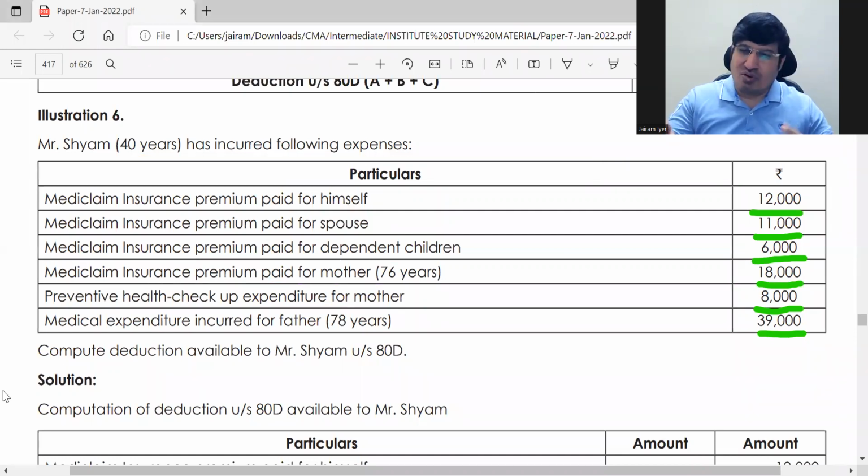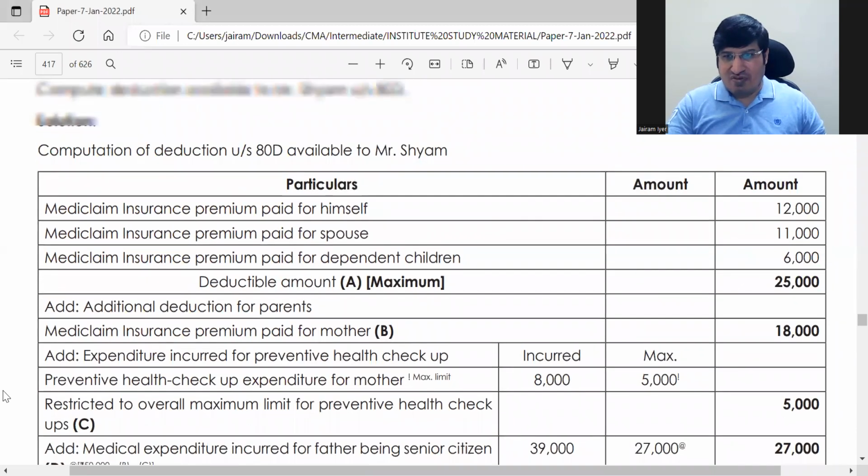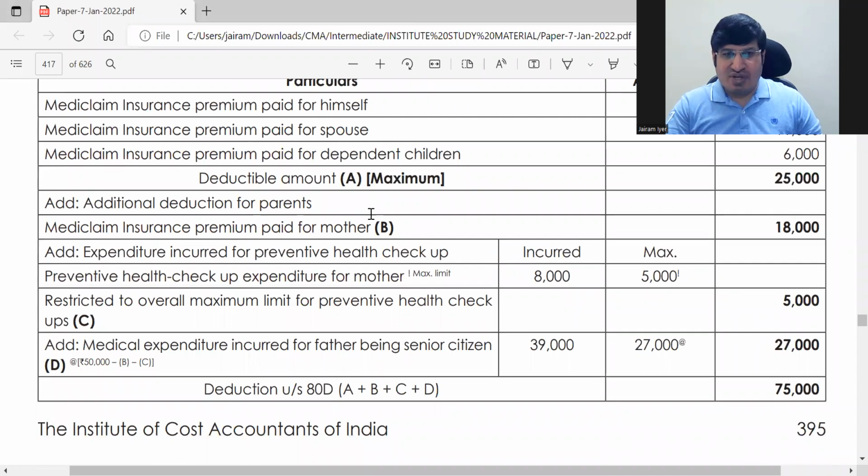Okay, see, once you know the answer, if you do not follow exactly this procedure, that is okay. Okay, so first case it is 25,000. Okay, then start with what you have been given first. Mediclaim for mother is 18,000. Okay, then preventive health checkup for mother, maximum is 5,000. Okay, take it here. Okay, so this is your 23,000. Okay, now father, 39,000 is the expenditure. He will get 27,000.